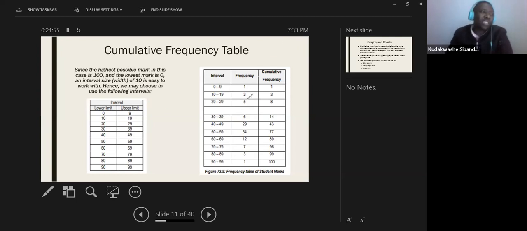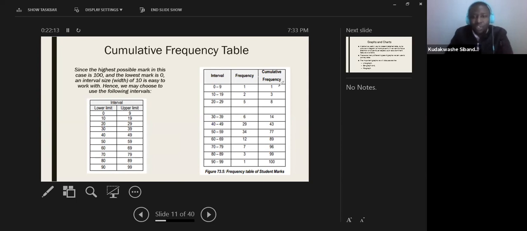Then now the frequency, this is the number of occurrences, right? So it means that one person got a mark that was between 0 to 9, and then two students got marks that lied within 10 to 19 and so forth, right?